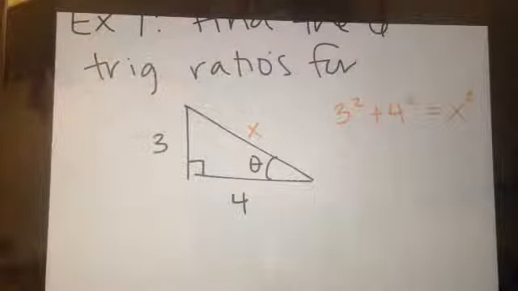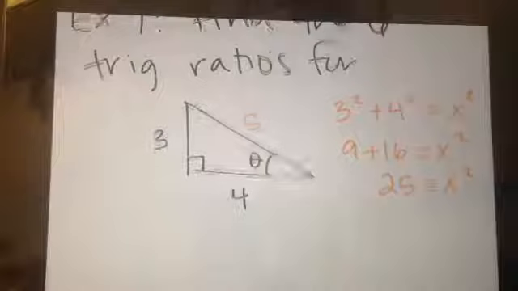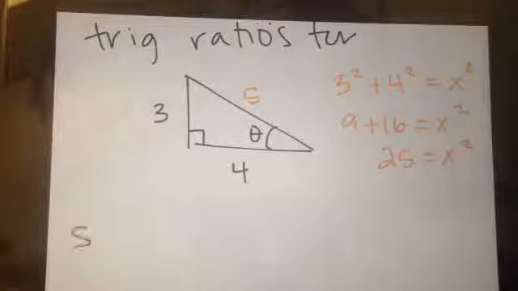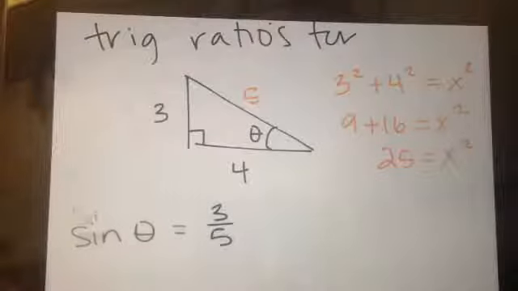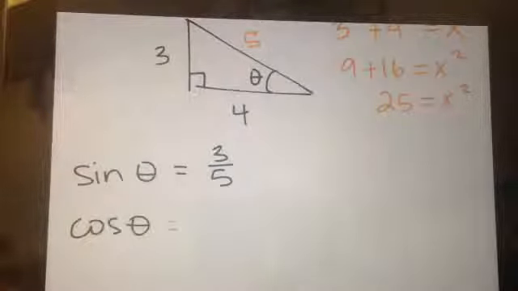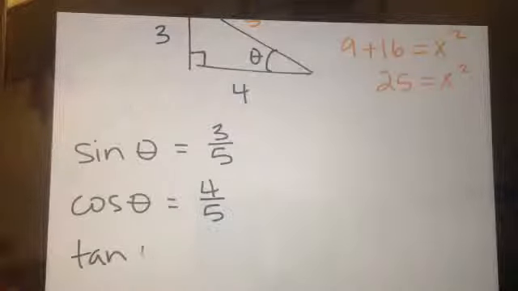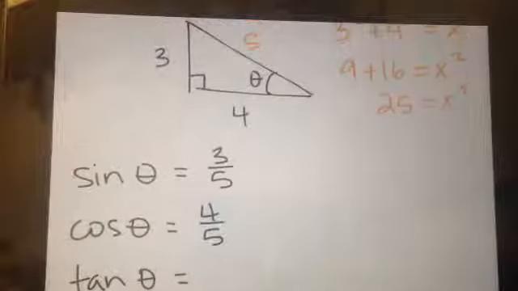So a squared plus b squared equals c squared. 9 plus 16 equals x squared. 25 equals x squared, so x must equal 5. So there's the hypotenuse right there, it is 5. If I'm looking for sine of theta, I'm going to get opposite over hypotenuse, so 3 over 5. For cos theta, I'm going to get adjacent over hypotenuse, so that is 4 over 5. And then for tan theta, I'm going to get opposite over adjacent, which is 3 over 4.